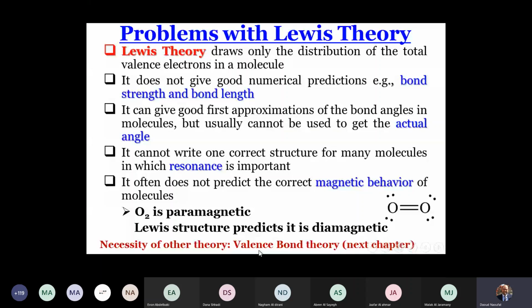For this reason, in the next chapter we will pass from the LT, the Lewis theory, to the VBT, the valence bond theory. Why? In order to give answers to these inconveniences.